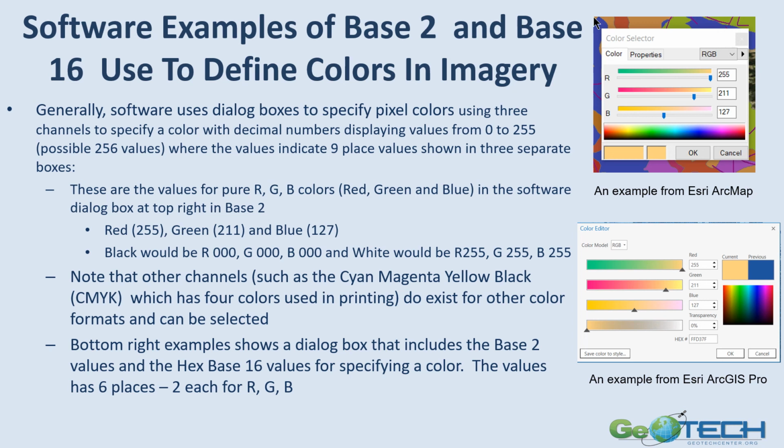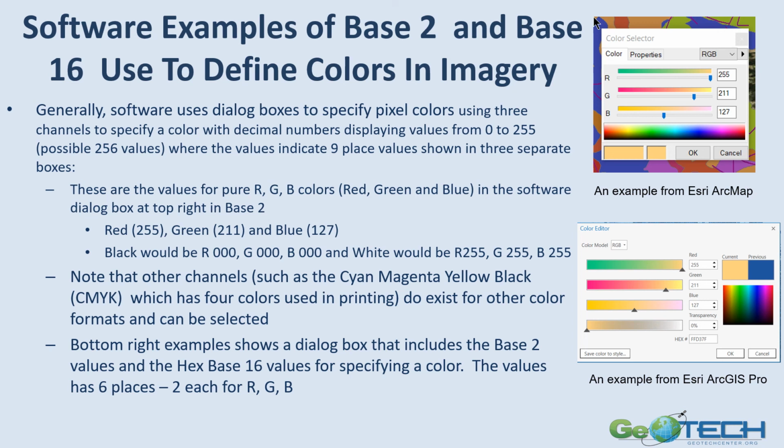The top right one here shows the values for red, green, and blue, and the software values at the top right are all in base 2. So red 255, green 211, and blue 127. Just for example, black would be all zeros for red, green, and blue, and white would be 255 for each of the values. Note though that other channels such as cyan, magenta, yellow, and black can be used, which has 4 colors, and these are often used for printing.